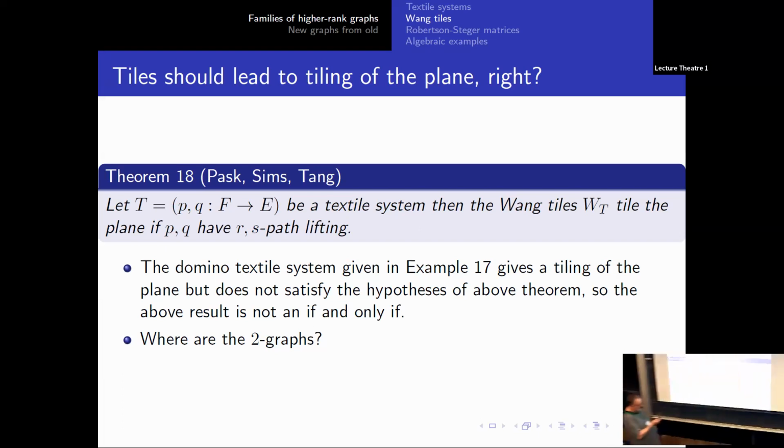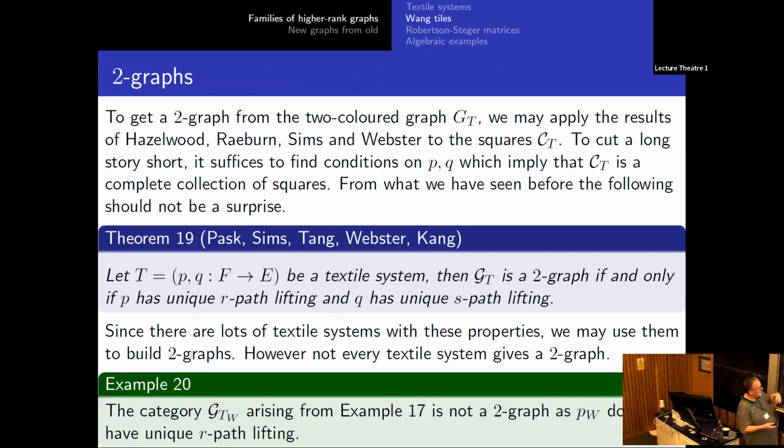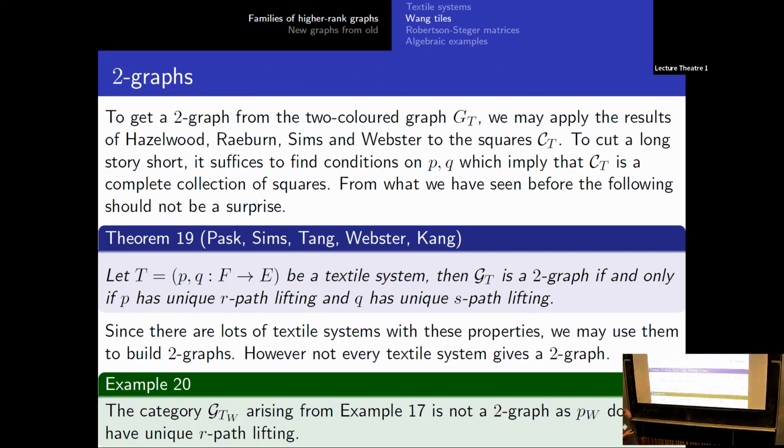Where are the 2-graphs? Well, you've already seen where the 2-graphs are by the result a few minutes ago, because I told you when you get a complete set of tiles, this is going to be a 2-graph. So the basic theorem says that you get a 2-graph from this textile system if and only if P has unique R path lifting and Q has unique S path lifting. So here's a way of getting 2-graphs out of a textile system.